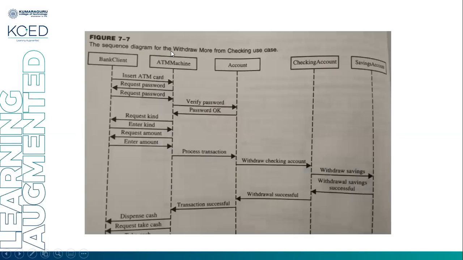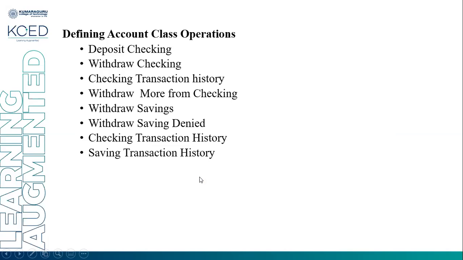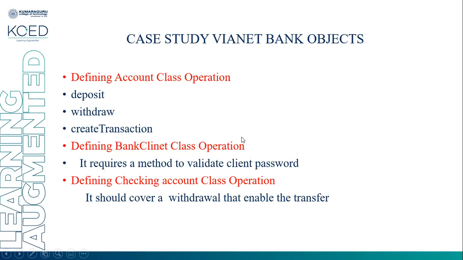Next is the sequence diagram for the withdraw more from checking use case. Apart from the checking account, it additionally has a saving account. The remaining parts are the same. The checking account performs the use case withdraw, the saving account sends the message withdrawal successful, and then again sends withdrawal successful to the account. Then transaction successful and dispense the cash. The rest is the same as the previous sequence diagram. From analyzing the sequence diagrams, the account class operations are defined. They contain deposit checking, withdraw checking, checking transaction history, withdraw more from checking, withdraw saving, denied, checking transaction history, and saving transaction history. Now a case study for the ATM bank objects.